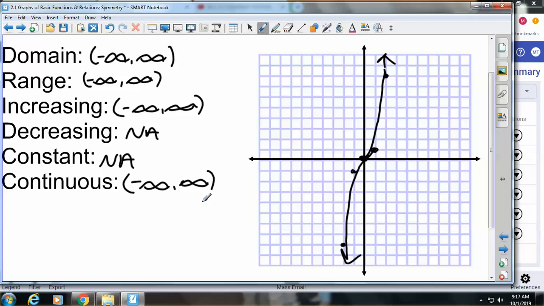Yes, ma'am. When you have what? Yes. Unless you have a piecewise function where you have a break in your graph in the middle, but all of these that we're talking about right now, they're all continuous, because there are no breaks in them. Okay.